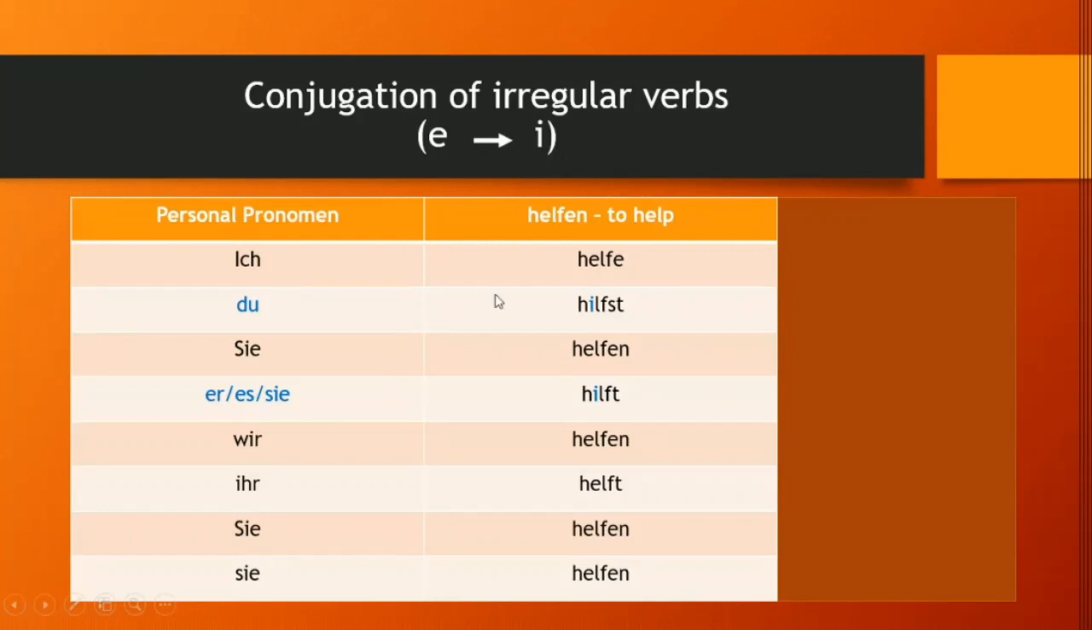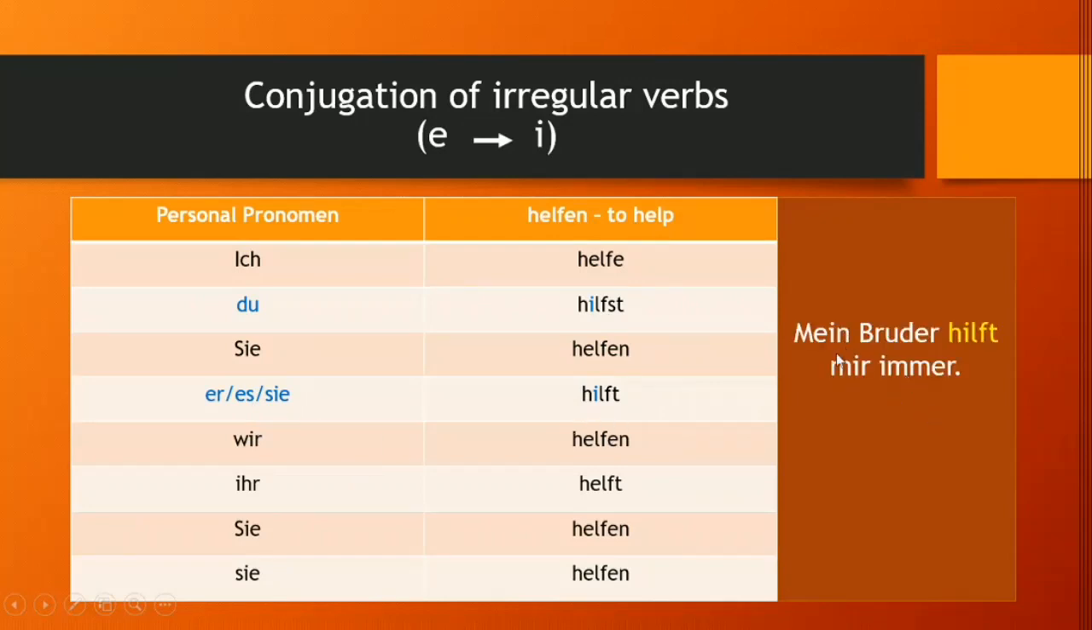So for ich, it's helfe, du hilfst, er/sie/es hilft, wir helfen, ihr helft, sie helfen, Sie helfen. So you know the endings, and the only difference is for du and er/sie/es, e is changed to i. It's du hilfst, er hilft.